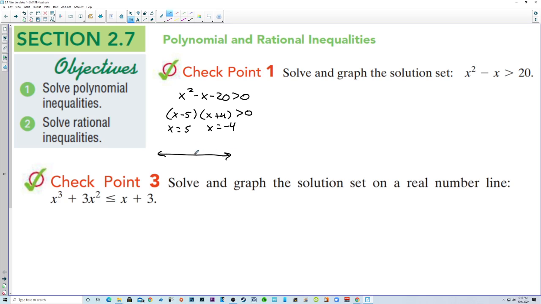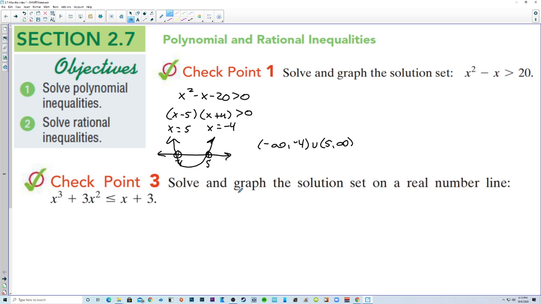So if we were to just very roughly graph this, we'd have negative 4, which we can't equal. And we'd have 5, which we cannot equal as well. Now, this is what the parabola would look like, and we want positive values. We want values where the graph is above the x-axis. So that's negative infinity to negative 4, and then 5 to infinity, and we're using parentheses because we can't include negative 4 and 5 because we don't have equal to 0. And those are the zeros. That's what makes this function 0.